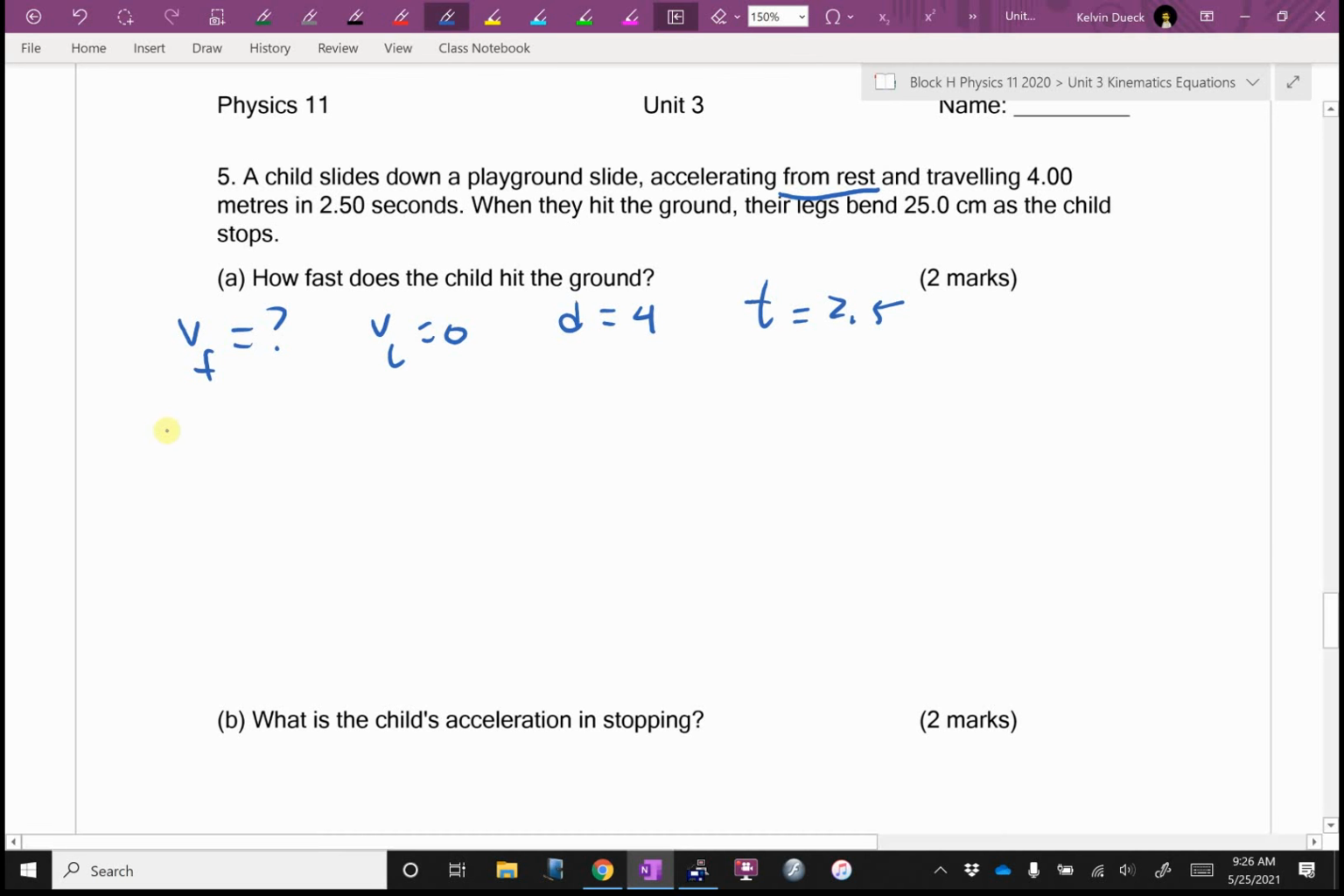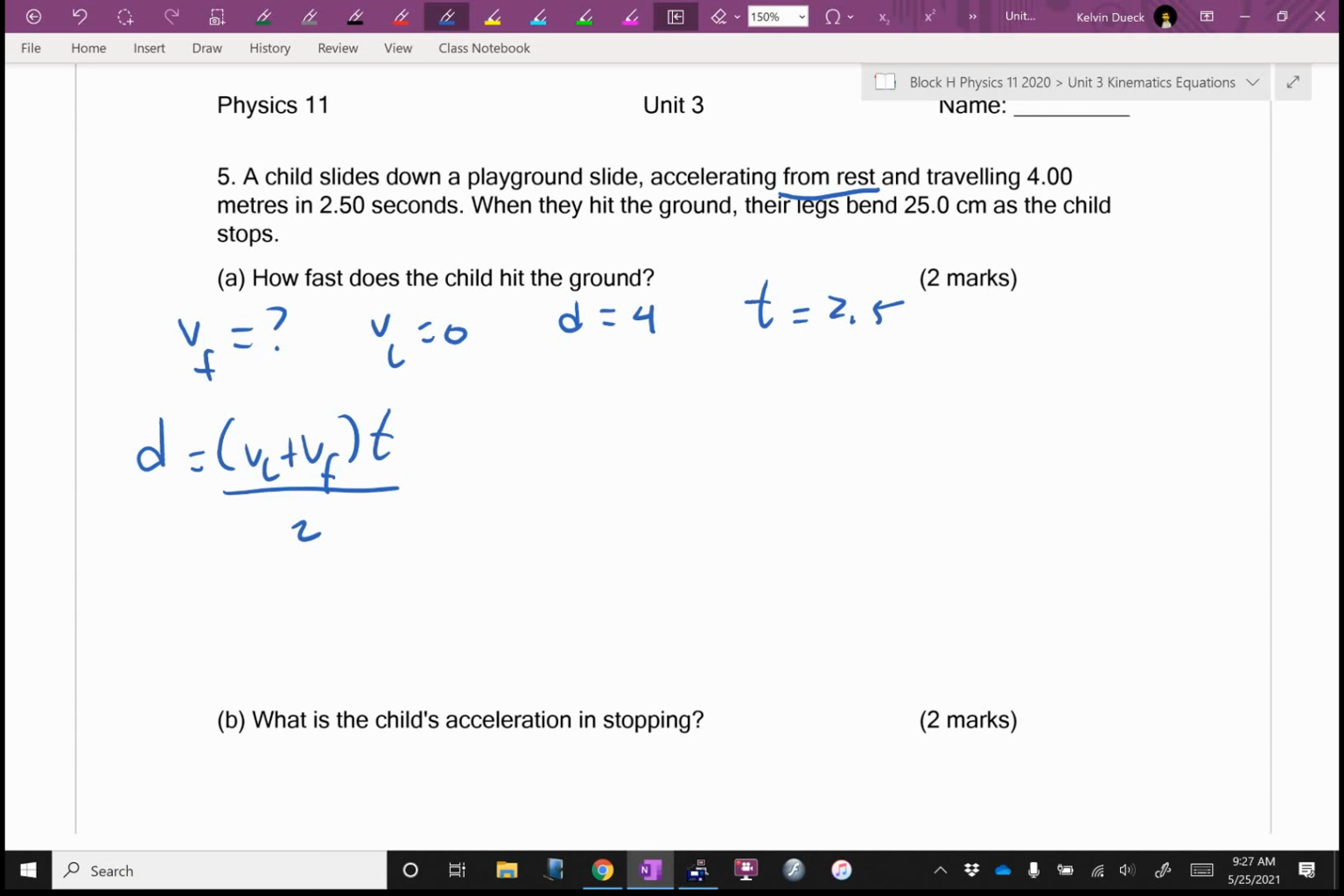Which equation? I said, okay, VF equals A... No, Mr. Dewick, that's not right. I'm going to have to use D equals bracket VI plus VF times T over 2. Why can't I use A as negative 9.8? Sliding down a slide, are you in free fall? No, you're not in free fall. You're sliding at an angle, so you're not accelerating at negative 9.8. Only if the slide was dead vertical and you weren't touching the slide. Well, that's what a cliff is.